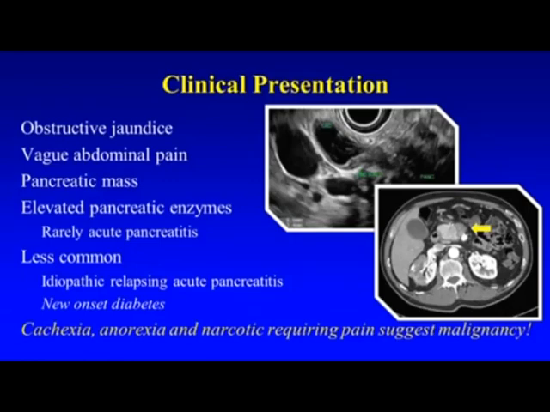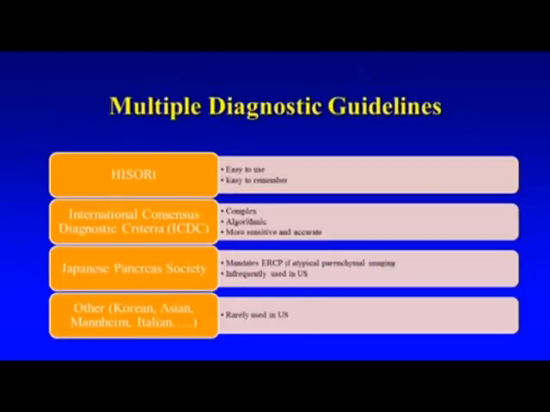Less common presentations can be the presence of idiopathic relapsing acute pancreatitis. Again, I said it's uncommon but does occur, and in the setting of new onset diabetes. It's important to keep in mind that the presence of cachexia, anorexia, and narcotic-requiring pain is highly suggestive of malignancy and very atypical for autoimmune pancreatitis.